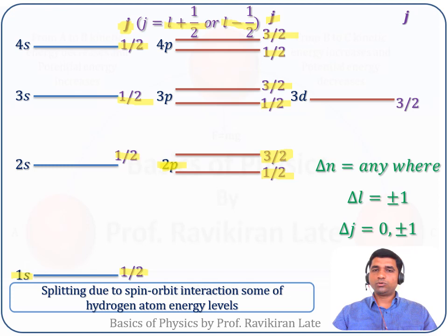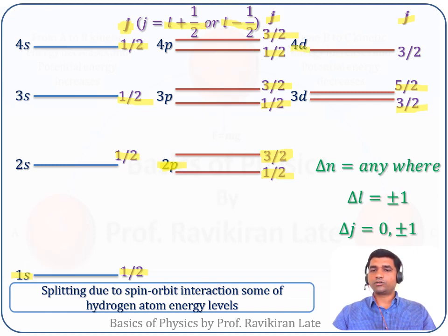Similarly, what will happen to the D level? For the D level, we know that L is equal to 2 and S is equal to 1 half. So 2 plus 1 half will be 5 by 2, and 2 minus 1 half will be 3 by 2. So you have J values of 3 by 2 and 5 by 2.